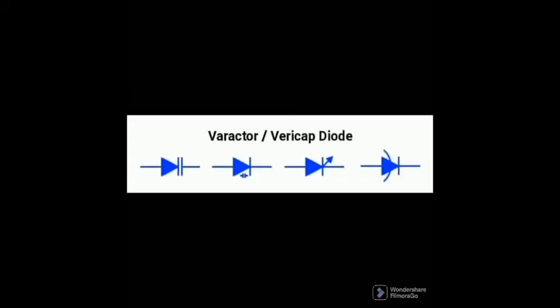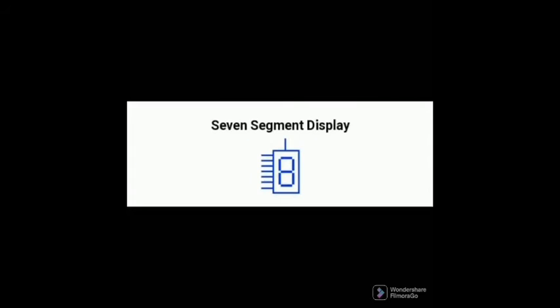A varactor or varicap diode is a voltage-controlled capacitor that has a variable p-n junction capacitance. Its capacitance varies by changing the reverse voltage. A 7-segment display is made of 7 LEDs in a specific pattern. It is used for displaying decimal numerals and English alphabets. However, it can be designed to display numerous characters.